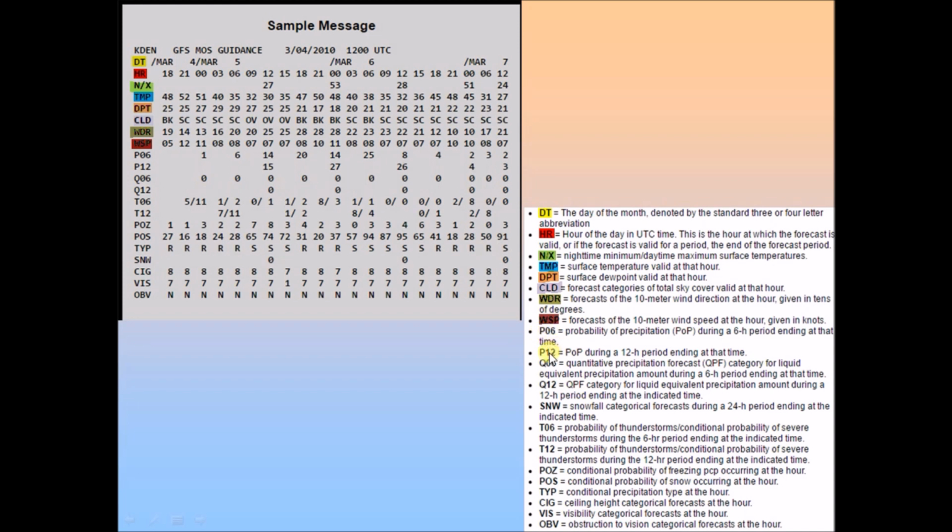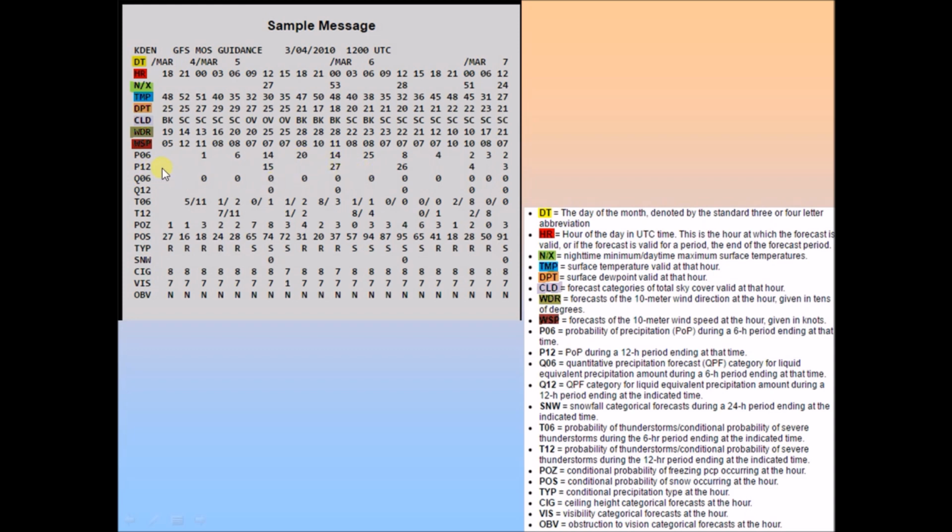Things like P06 and P12, these are the probability of precipitation during a 6-hour period or a 12-hour period. So you can see how there are spaces here, some numbers missing. So here is a 1, a 6, a 14, a 20. This is the probability of precipitation within a 6-hour period. Same thing for a 12-hour period. So these are all percentages. This would be 1%, 6%, 14%, 20%, so on and so forth.